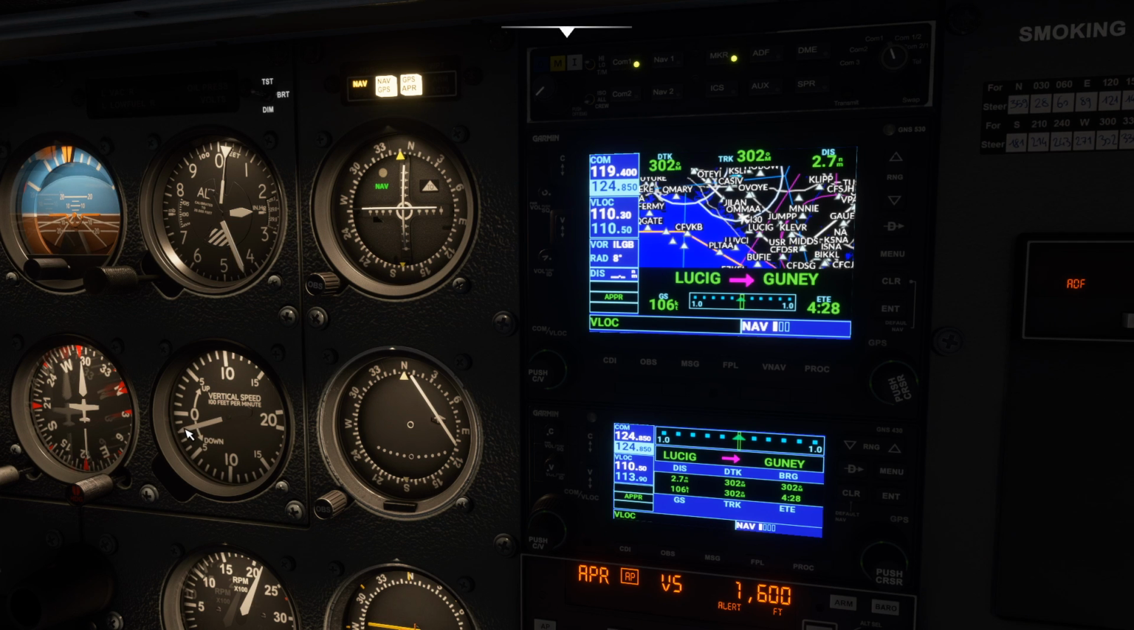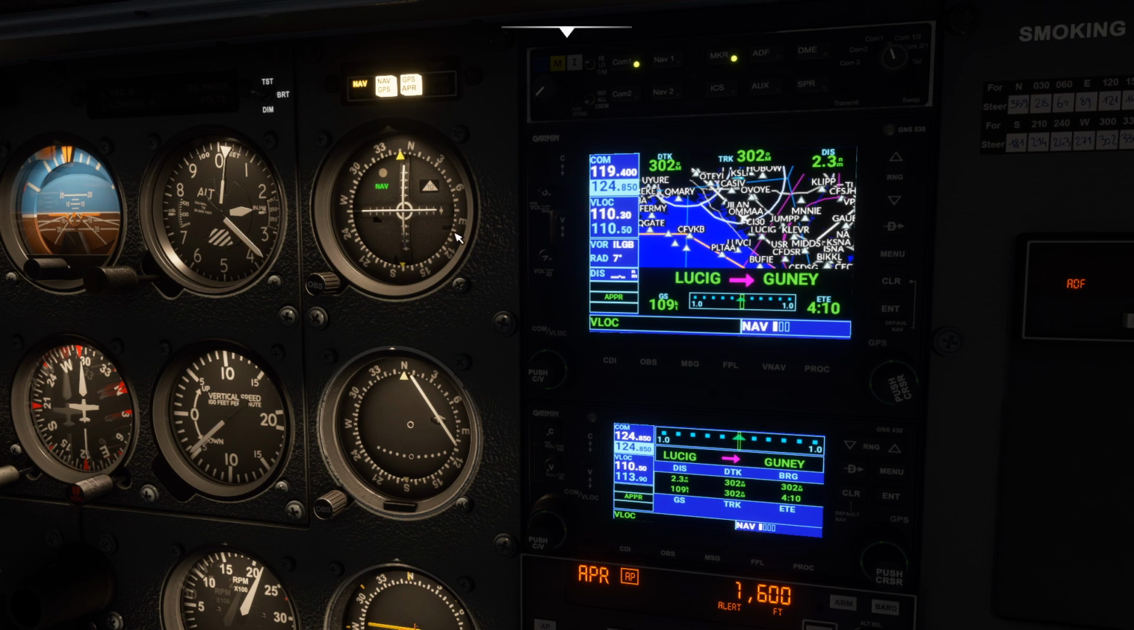So you can see we're at minus 200 feet per minute. That's about to change because it's about to capture the glide slope. Watch here in just a second. This is gonna start moving. There it goes. So now that's how we have our confirmation that the glide slope is captured, and our autopilot is using the glide slope to handle our angle of descent.